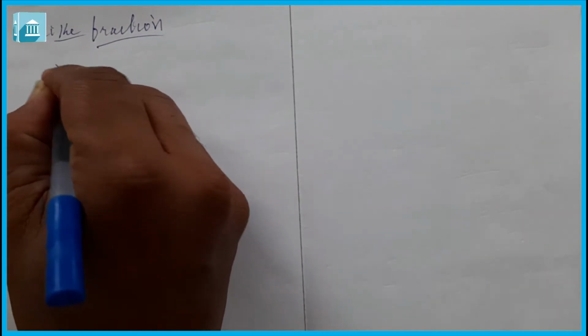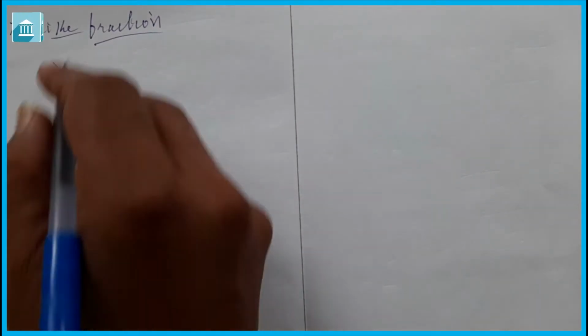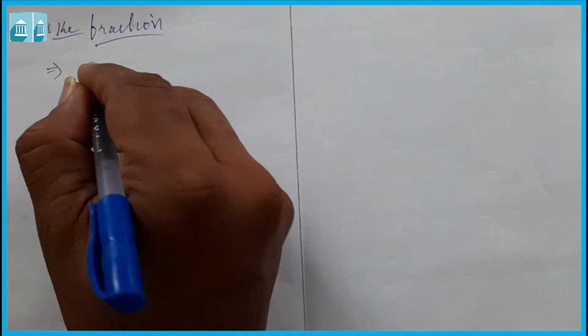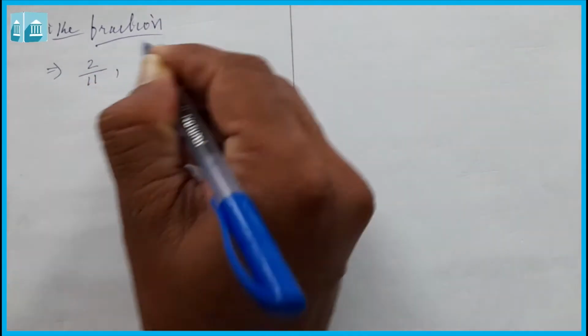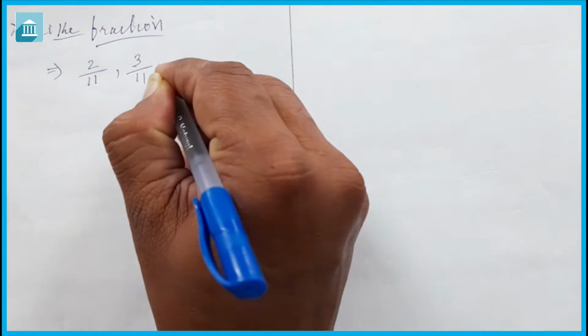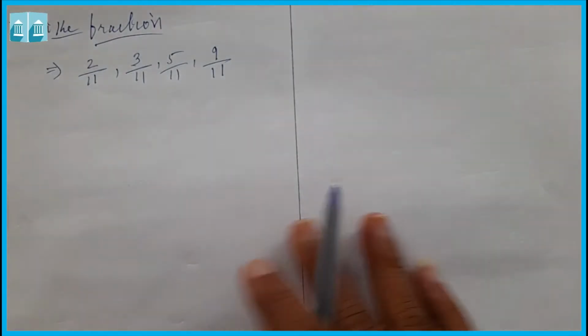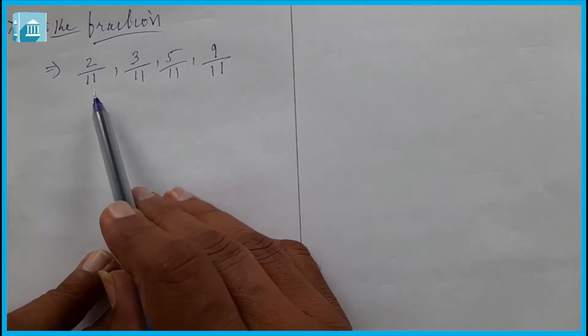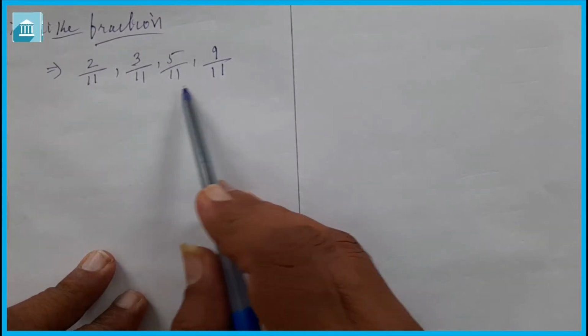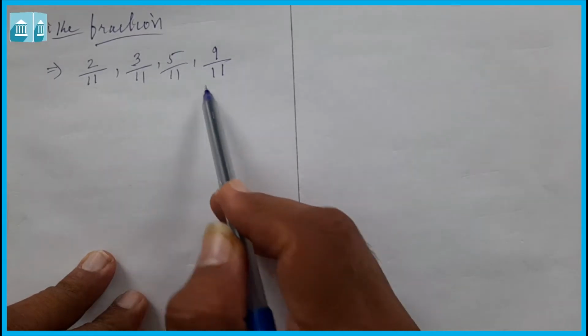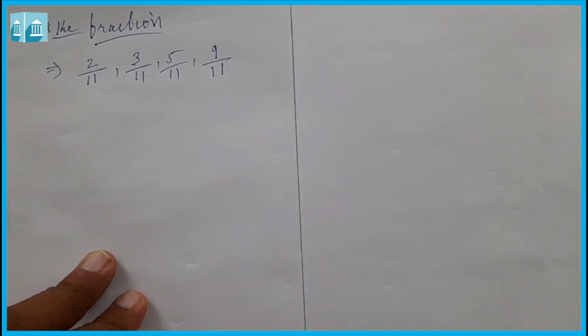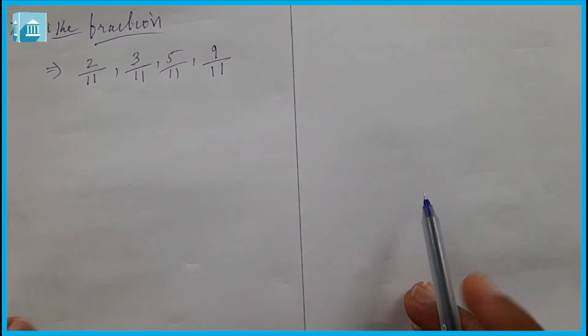As we all know, in a fraction there are a numerator and a denominator. If I give an example, suppose 2 upon 11, 3 upon 11, 5 upon 11, 9 upon 11. Here in all the fractions, if we observe, the denominator is 11, 11, 11. So the denominator is the same. The fractions whose denominators are the same are known as like fractions.